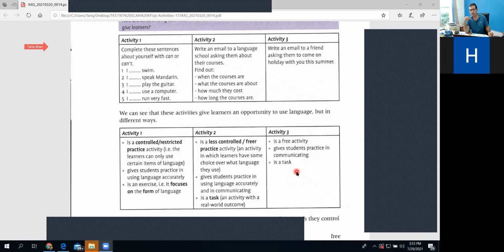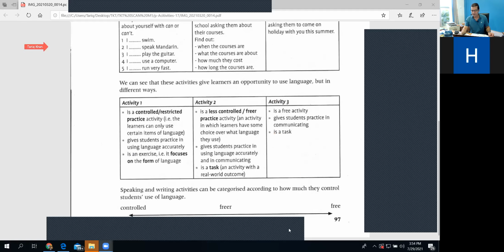So here in activity 3, writing an email is also a kind of communicating activity. You got it? And it is a task given to write, so the freedom is there, whatever way you want to write, write it. So this is all. The first one is restricted or controlled. The second one is less controlled and freer practice. And the third one is a free activity. Is it clear? Any kind of question? Right. So now we will go further.